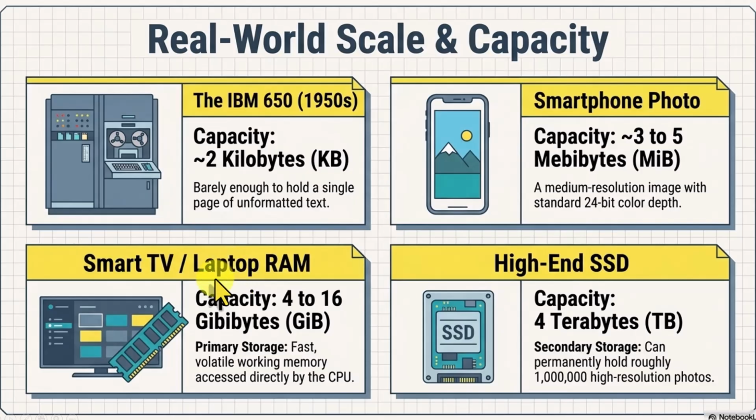Then smart TVs and laptop RAMs, the capacity for them is 4 to 16 GBs, and now many TVs and laptops are coming with 32 or 64 GBs as well. So they are primary storage, fast volatile working memory accessed directly by the CPU. And high-end SSD capacity can be in TBs, like 1, 2, 4, or 8 TBs. So they are secondary storage, and can permanently hold roughly 1 million high resolution photos. So these are some scales in the real world and how they are used.